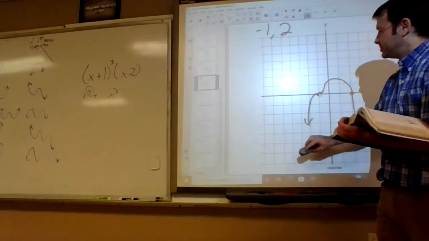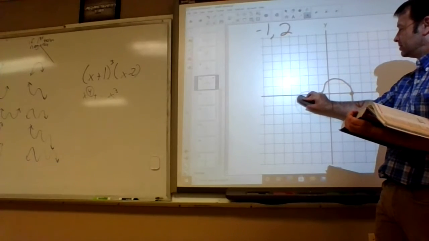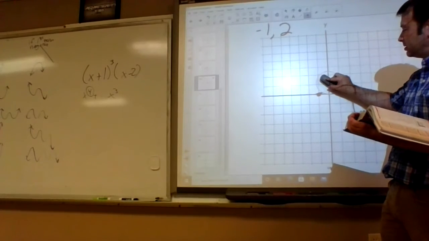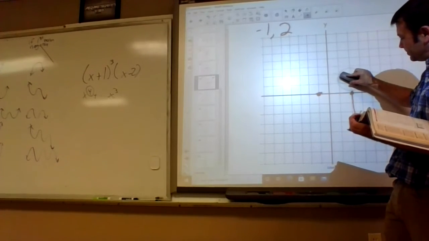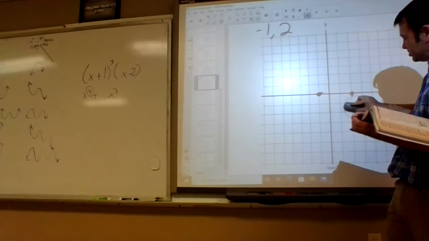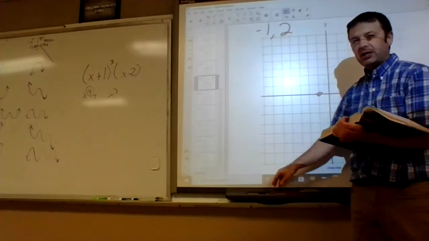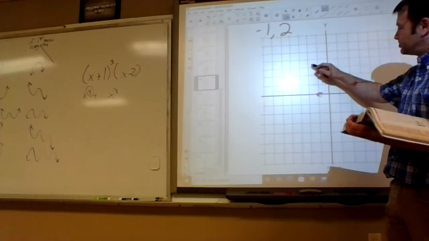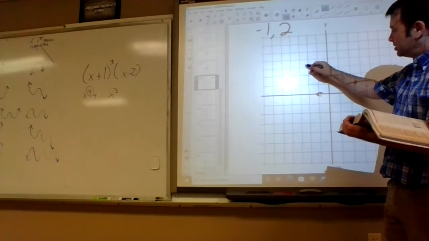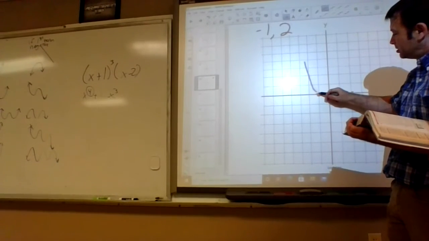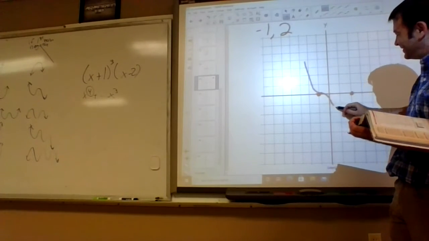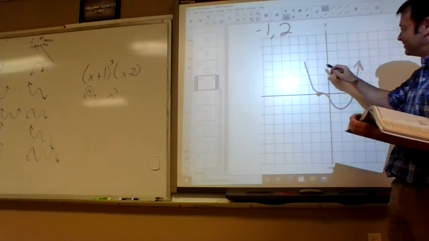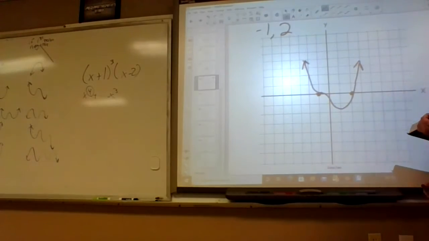Oh, I screwed up. Does anybody know what I did wrong? No, I have absolutely no idea whatsoever. Down, down. Yeah, it's supposed to be up, up. Okay, I was supposed to go up, up. That's what I thought. I was thinking the same thing. I thought it was supposed to have like a bunch of humps or something.